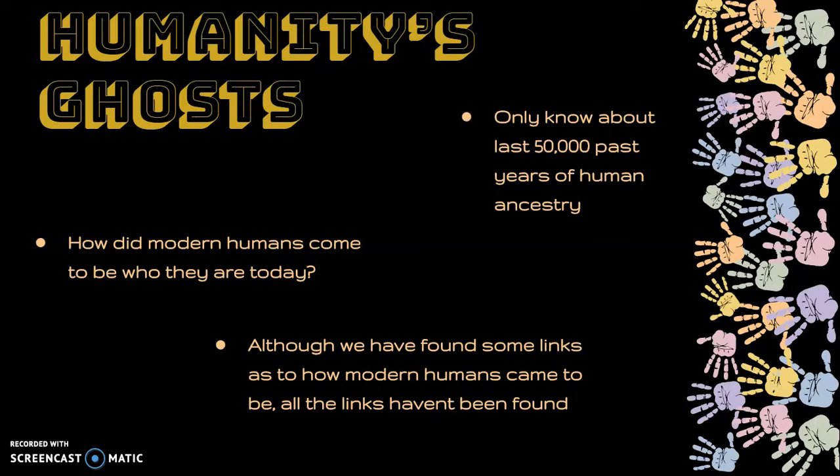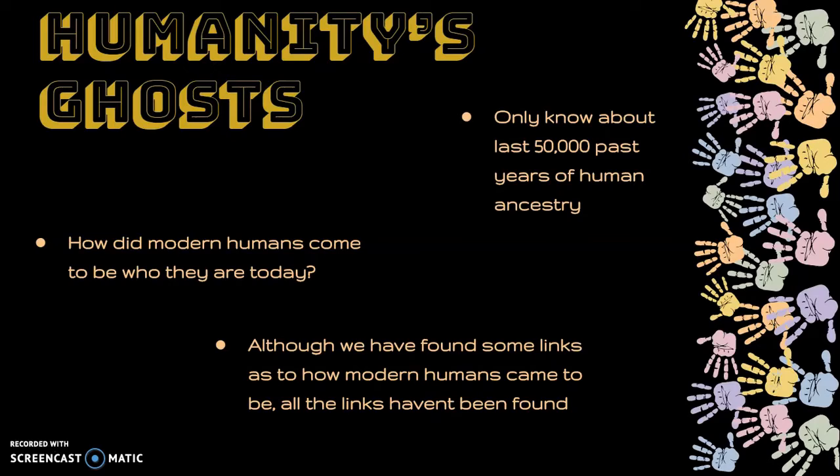Well, the final split from ancestors of chimps was about 7 million to 5 million years ago, and Neanderthals began evolving in Europe around 400,000 years ago and likely gave rise to modern humans by interbreeding with other ancient humans. But between the final split and the start of evolution in Neanderthals, we don't really know much.